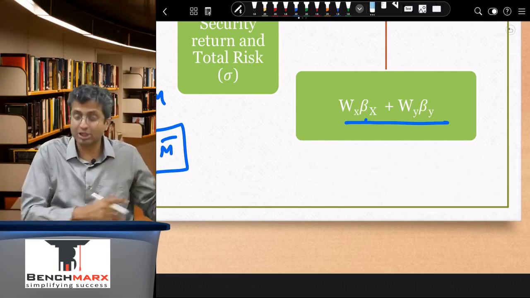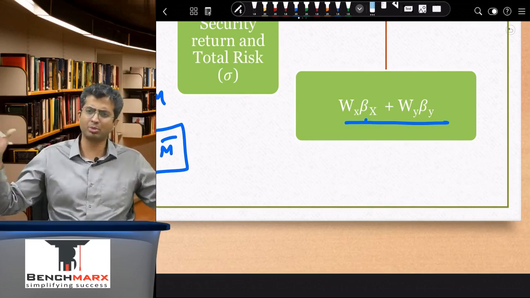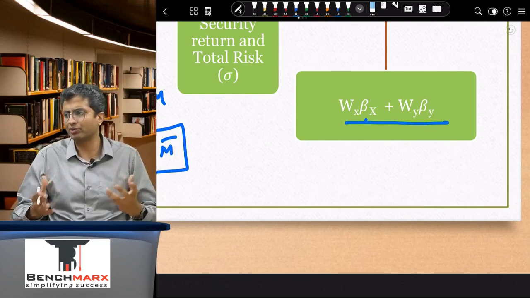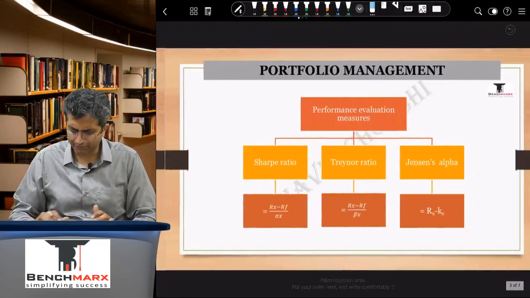Unsystematic risk, if any, could have been reduced. Systematic risk cannot be eliminated. So, आप कितना भी बड़ा portfolio बनाओ, the beta of the portfolio will be the weighted average beta. Okay, so this largely takes care of these workings.